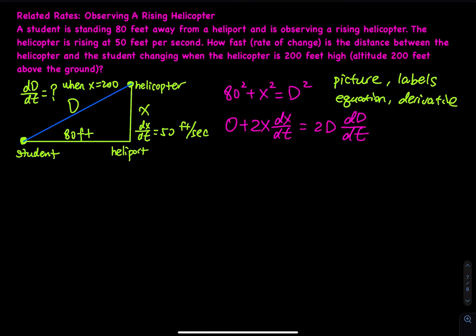So we plug in everything we know and solve for the item that we don't know. So 0, we can ignore that, and then 2 times x. Do we know what x is? When x equals 200, and dx/dt equals 50, and then 2 times d, we don't know d, we will find out in a minute, and then dd/dt is what we are looking for. So how do we find d? To find d, you have to draw another picture and then use the Pythagorean theorem.